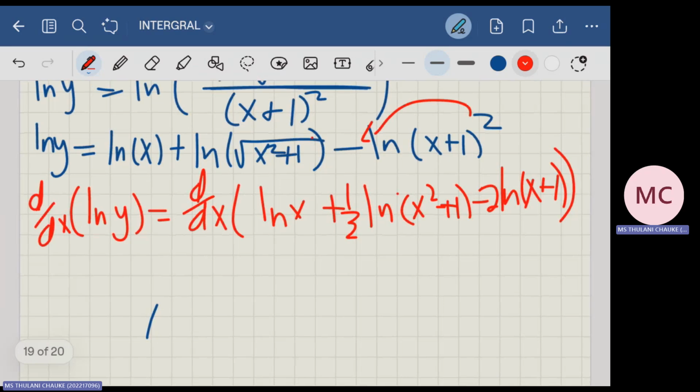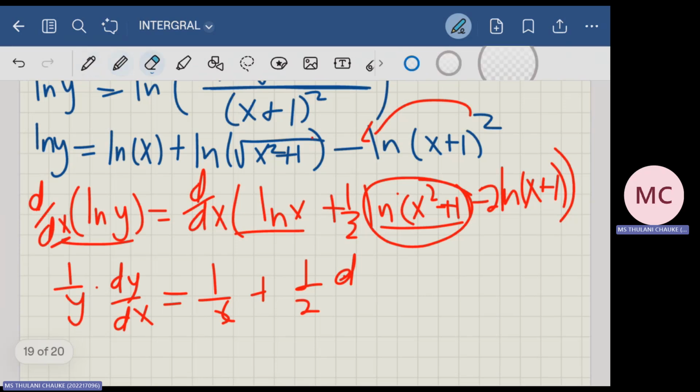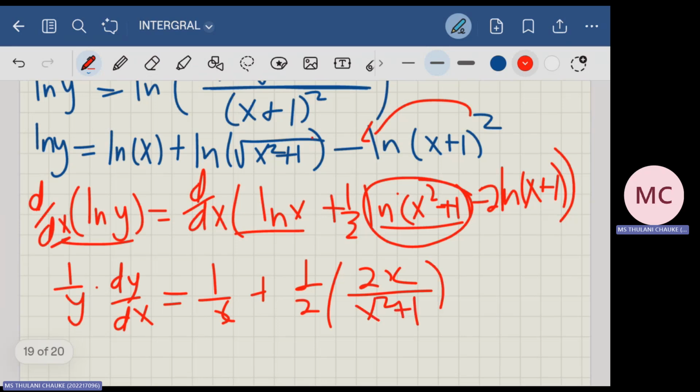Then from there, you'll just differentiate ln y with respect to x. You'll get 1 over y times dy over dx being equal to the derivative of ln of x, which is 1 over x, plus 1 over 2 times the derivative of ln of x squared plus 1, which is going to give us 2x over x squared plus 1, minus 2 times 1 over x plus 1.